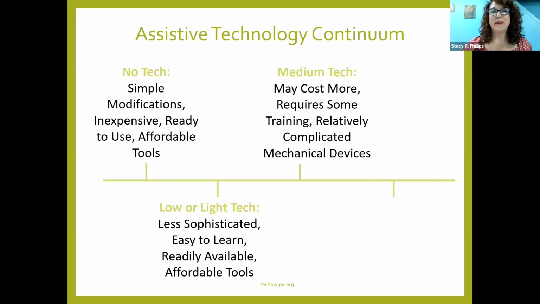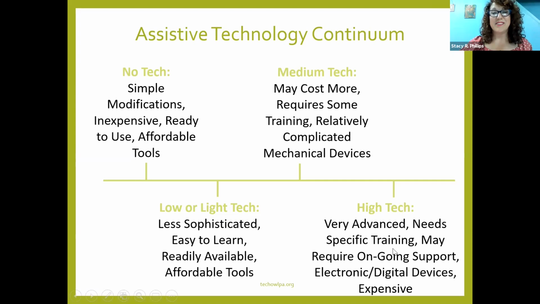Okay, next one is medium tech. Sometimes I refer to that as mid tech, just so you know. So these are items that might cost more, and they do require some training. They're going to be relatively complicated mechanical devices, but not so complex that it would take ongoing training. And I'll go through those examples as well.